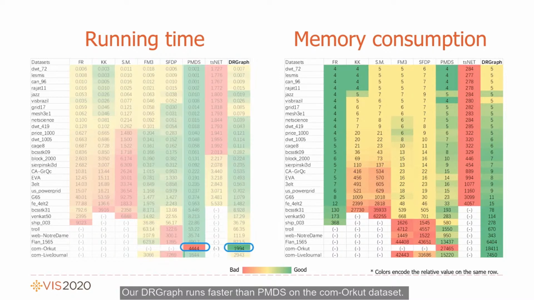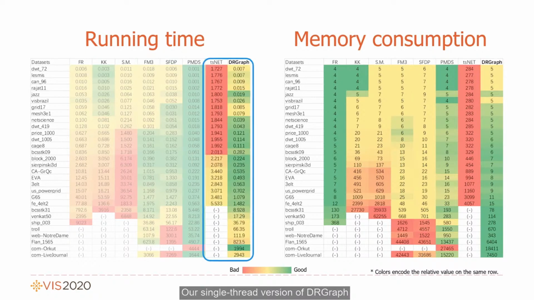Our DRGraph runs faster than PMDS on the Horak dataset because the performance of PMDS is severely affected by the number of edges. Our single-thread version of DRGraph is faster than GPU-accelerated tsNET.